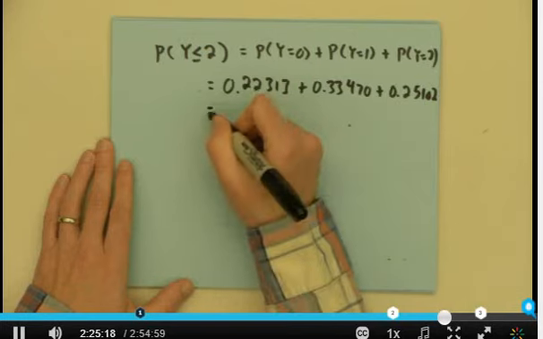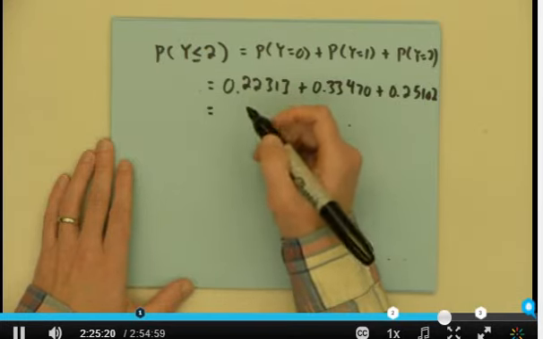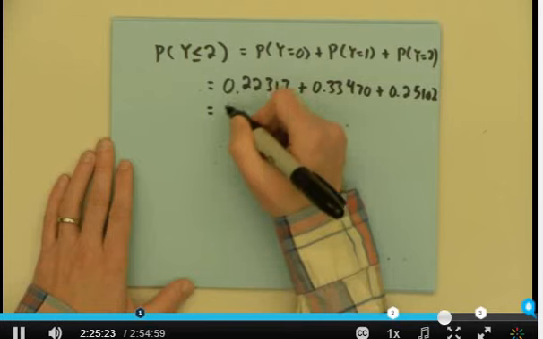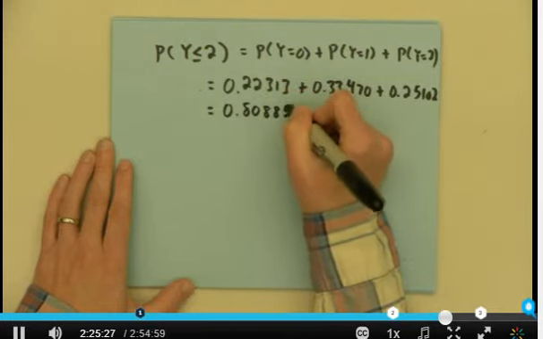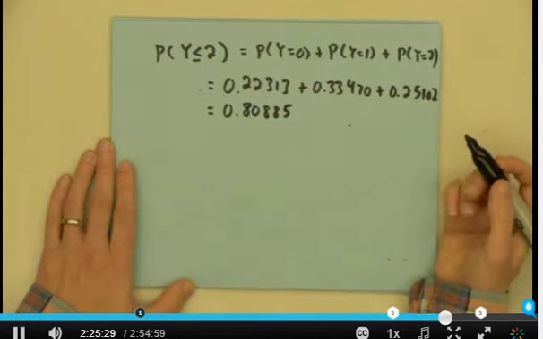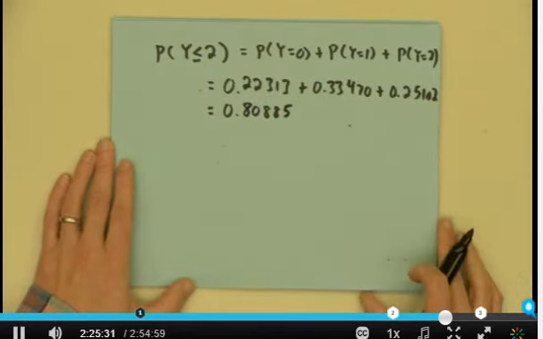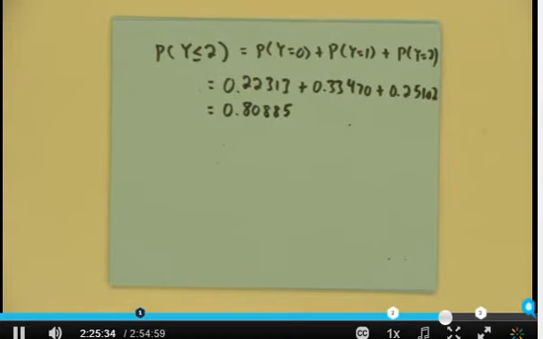When I add those things together, the probability of at most 2 defective volts is actually pretty good. 80%, almost 81%. So those are the chances that I'll see 0, 1, or 2 defective volts out of 100 with a 1.5% defective rate. Okay.